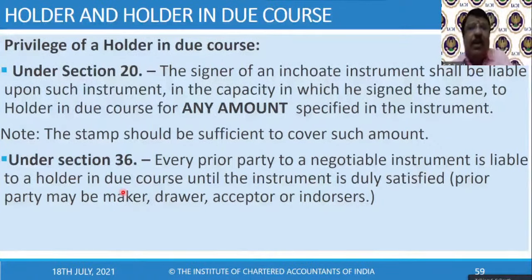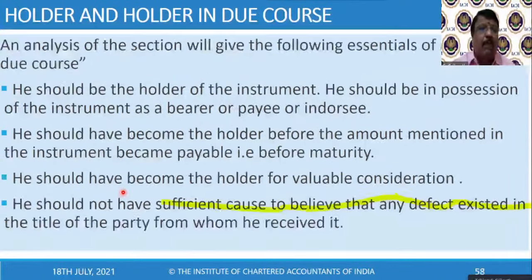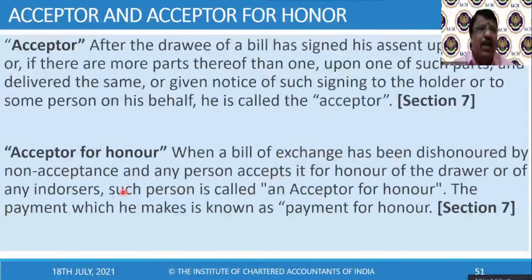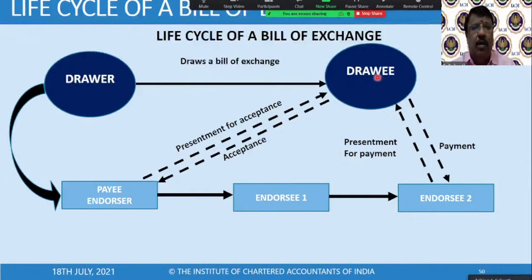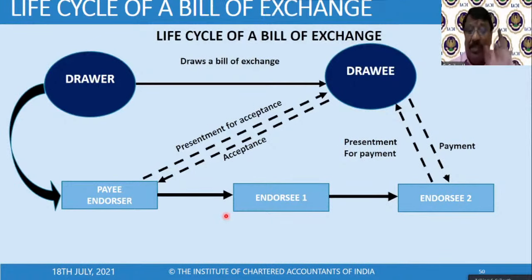Every prior party to a negotiable instrument is liable to a holder in due course until the instrument is duly satisfied. Who are all the prior parties? Sorry, I keep on going back to this diagram. Who are all the prior parties? See, endorsee 2 presents it to the drawee for a payment. Drawee dishonours it. Then the holder in due course is entitled to sue everybody. Whereas the holder, just holder, not holder in due course, cannot sue all the prior parties because he has no right. He can only sue the guy who gave the money to him.